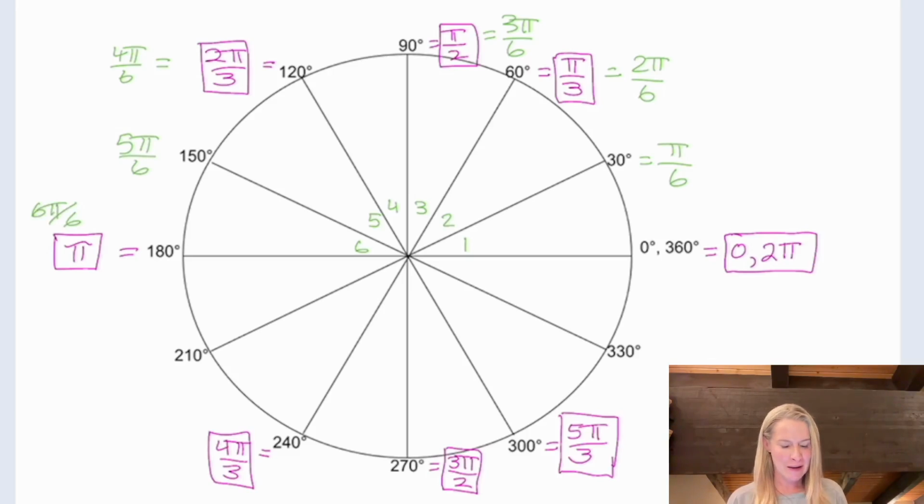I think you get the idea. 7 pi over 6, 8 pi over 6, 9 pi over 6, 10 pi over 6, 11 pi over 6, and 12 pi over 6.